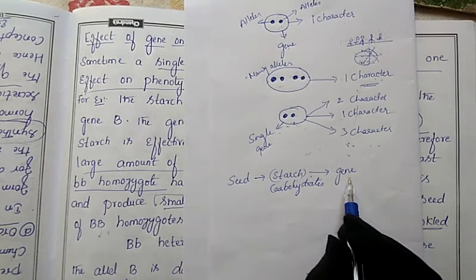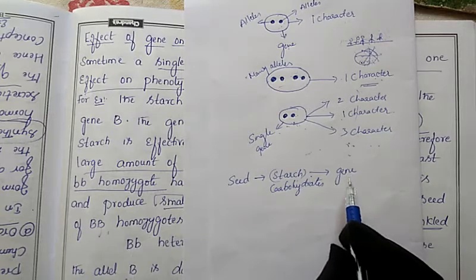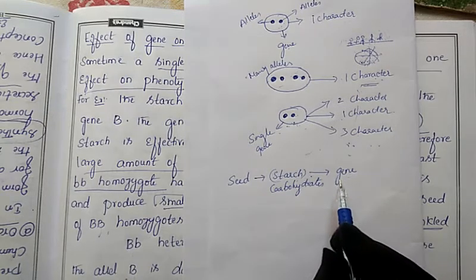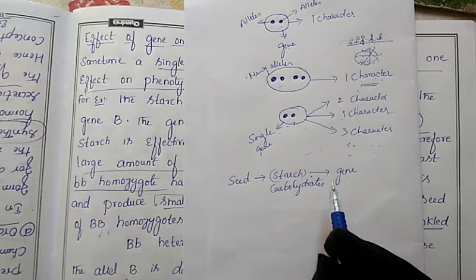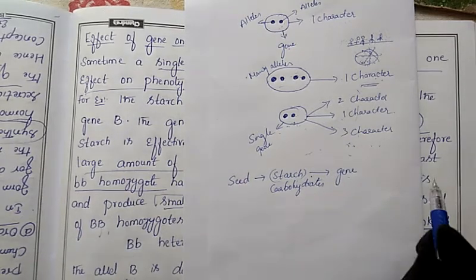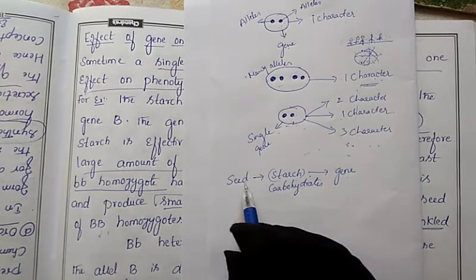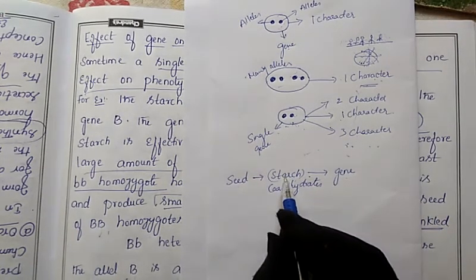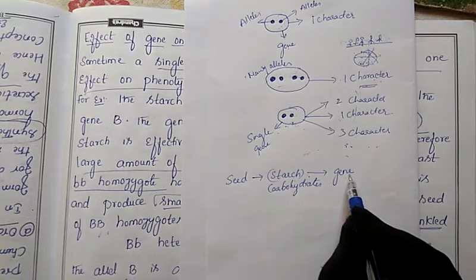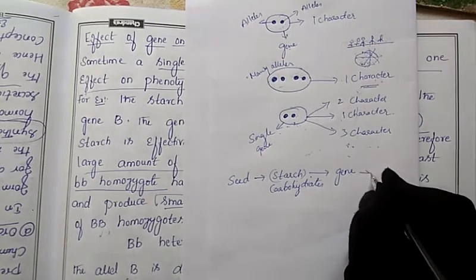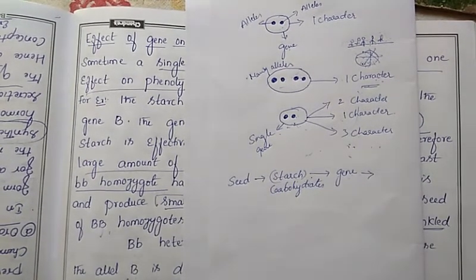Gene is responsible. As I have said many times, in every organism, not only in human beings, whichever organism it may be, if any character is present in the body, then for that character one gene will be represented in the body. Now, inside that seed, if starch production is to take place, a gene is responsible.